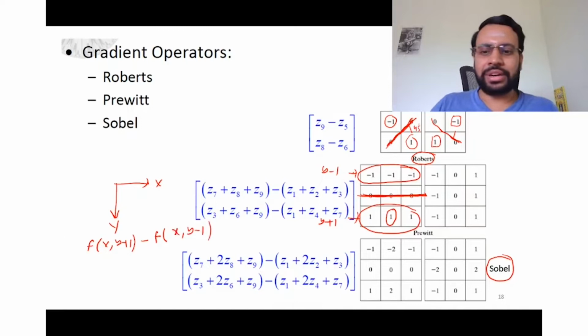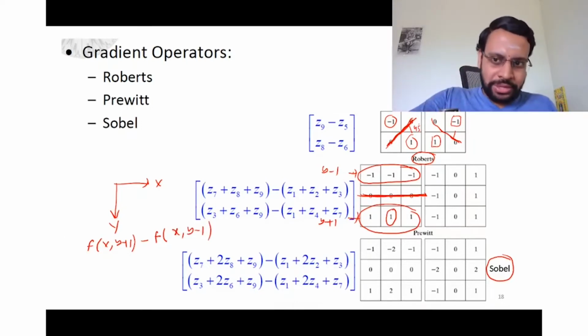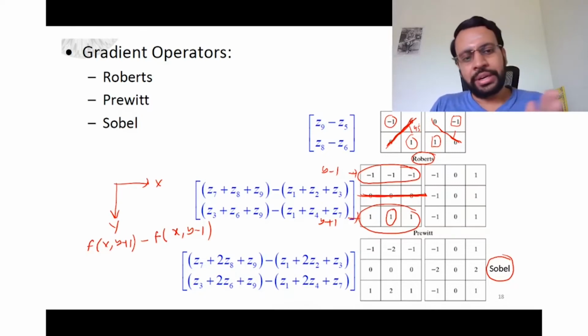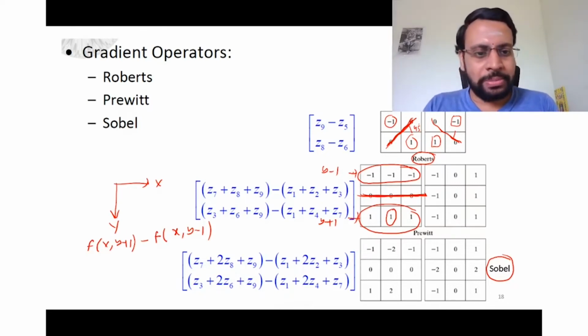Similarly, you could write for the other also. So this is a horizontal edge. In other words, in terms of the gradient, this is a vertical gradient because the edge is perpendicular to the gradient. And similarly, you could make a similar interpretation for computing a vertical edge.